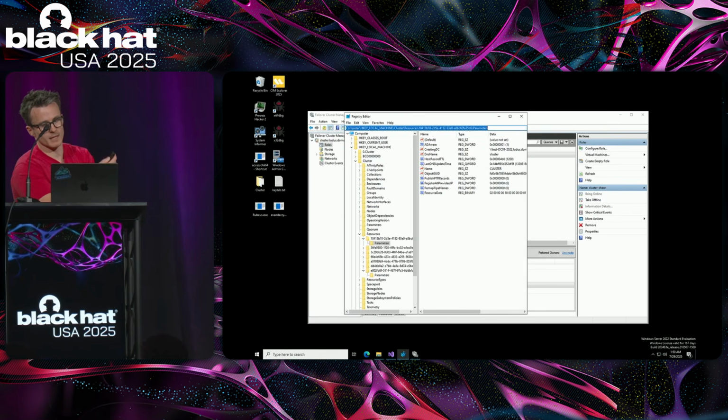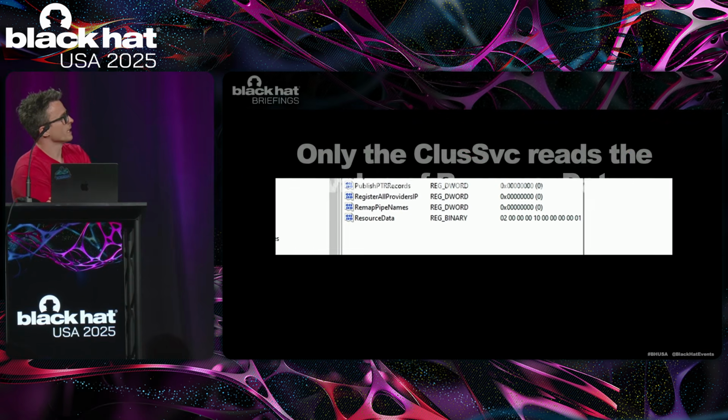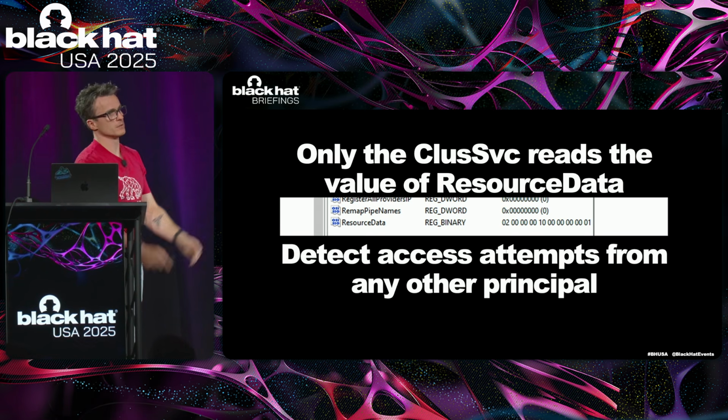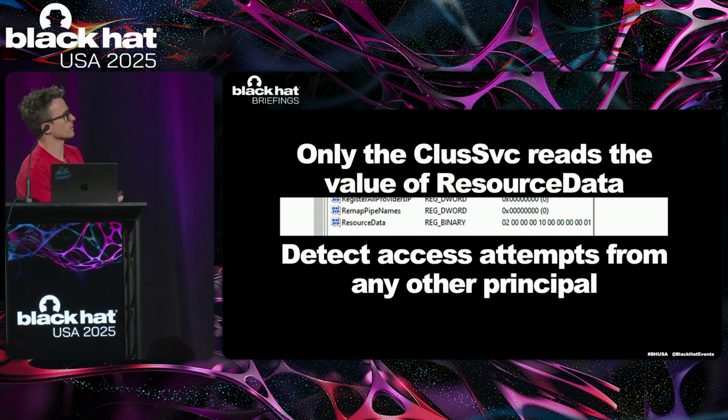Keeping that same thought process going, we ask what else we can monitor. Now that we understand that the cluster credentials live in the registry, stored in this resource data key, we can monitor this. Only the cluster service and maybe its child processes like the resource control monitor will need to read the value of this entry. So we can create a SACL, which is always really strong for detecting malicious activity, and see if any other principal is trying to read the contents or value of that attribute.